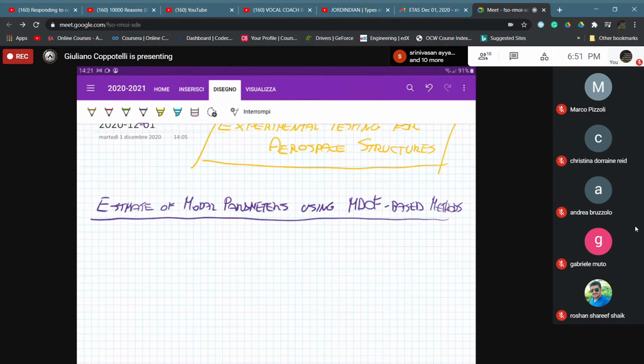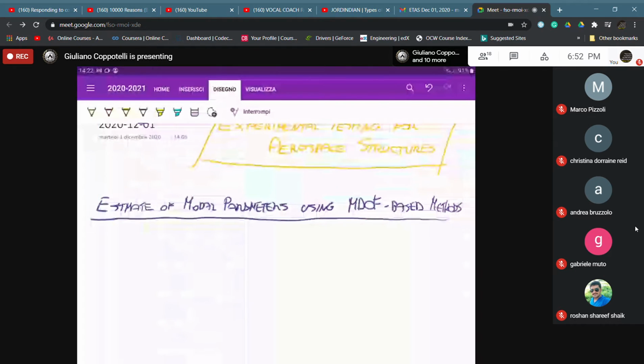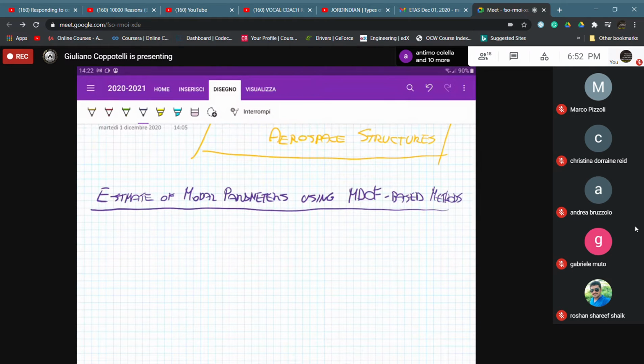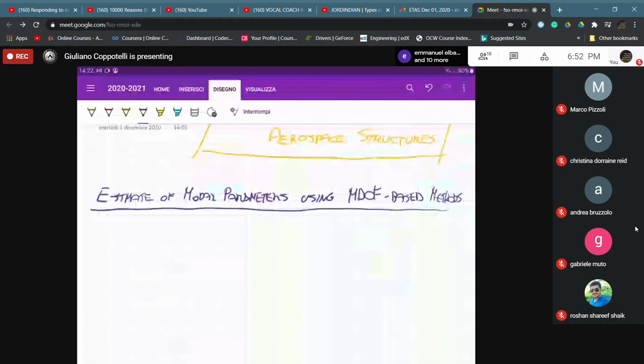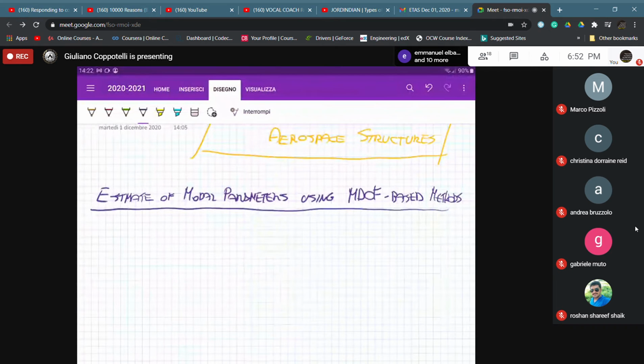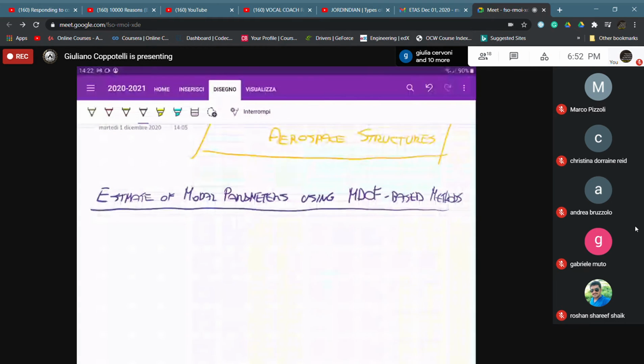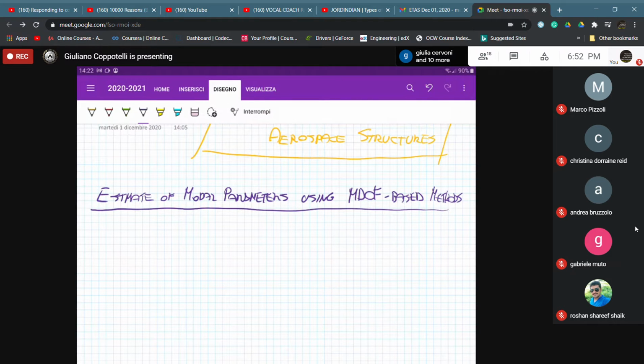Okay, so let's start today's class, going on with the model parameter estimates. Last days, we saw how to estimate your model parameters using two approaches, the logarithmic decrement method and the half power bandwidth method, also called the peak picking method. These two methods have in common that they are based on a single degree of freedom model. The peak picking method operates in the frequency domain. The logarithmic decrement method works in the time domain.